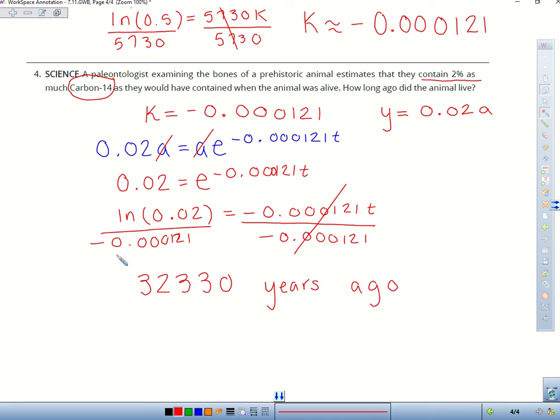So this formula tells me that the specimen of the animal that they found the bones for lived 32,333 years ago. Yeah, a long time. All right, I'm going to stop.